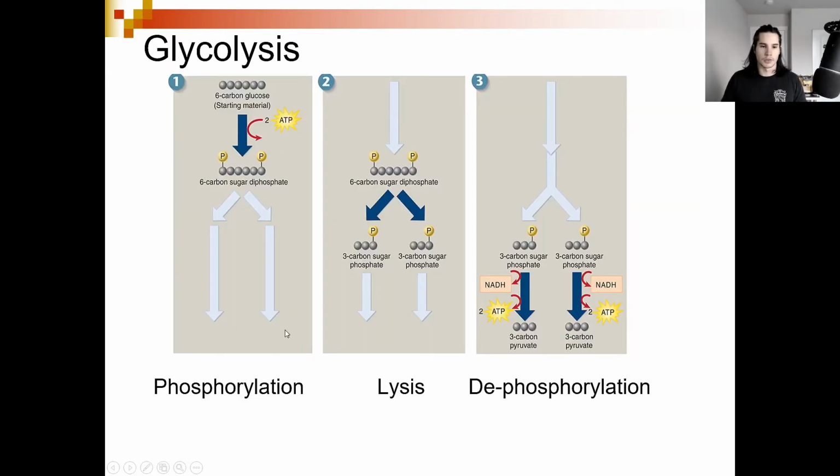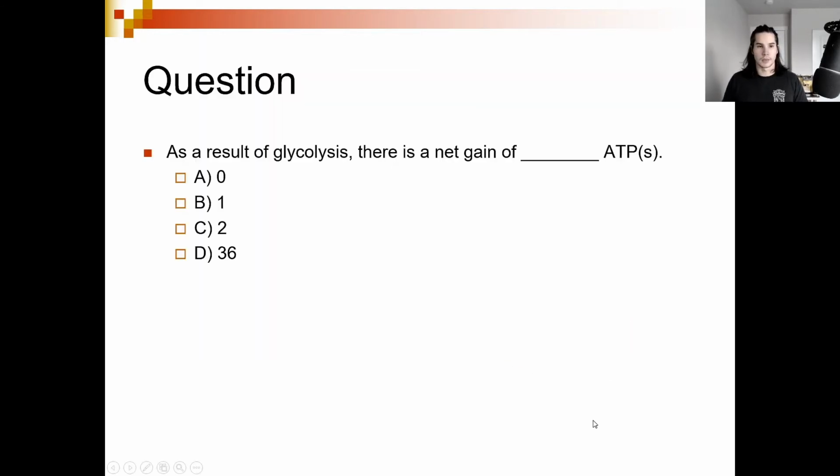So here we go. We have phosphorylation, so your investment phase. Then you cut this 6-carbon sugar in half, the lysis phase. And then we have our dephosphorylation. So we're taking that phosphate back, taking the inorganic phosphate that we attached to it, as well as the phosphate that we put onto it to begin with. So as a result of glycolysis, what's the net gain of ATP? What do you think? So the answer is 2. We put 2 in, we get 4 out. So the net gain will be 2.